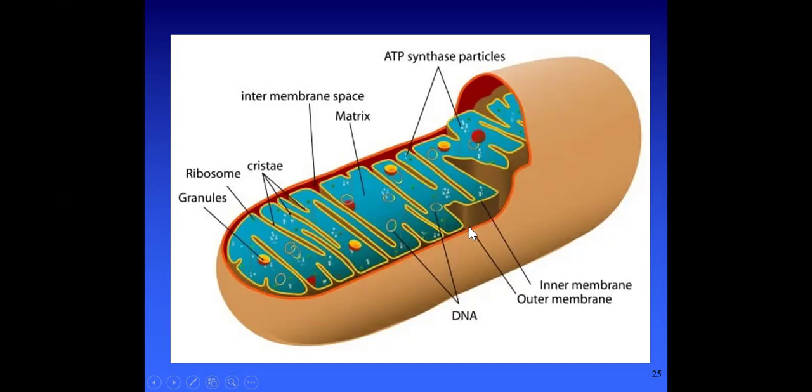There are two membranes, a double membrane, so this orange color is the outer membrane and this yellow one is the inner membrane. Inside the matrix there is DNA as well as some granules and ribosomes, while there are specific enzymes which are involved in the synthesis of adenosine triphosphate. These enzymes are known as ATP synthase. So these are the ATP synthase particles.